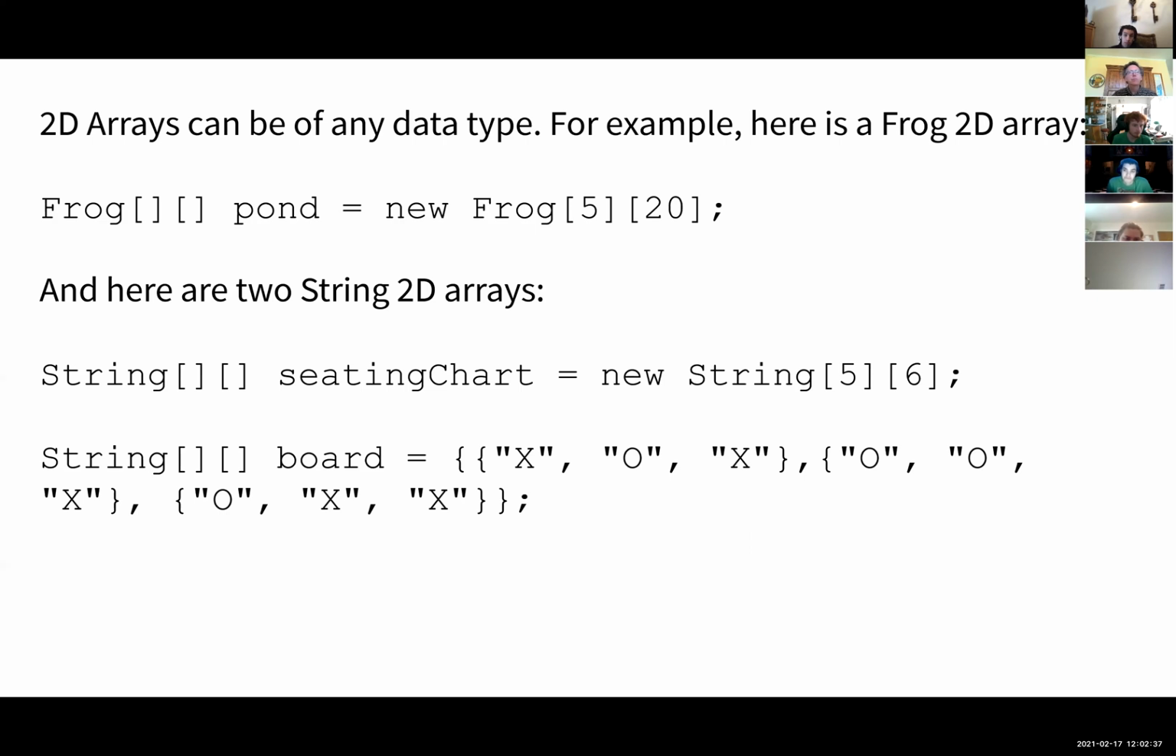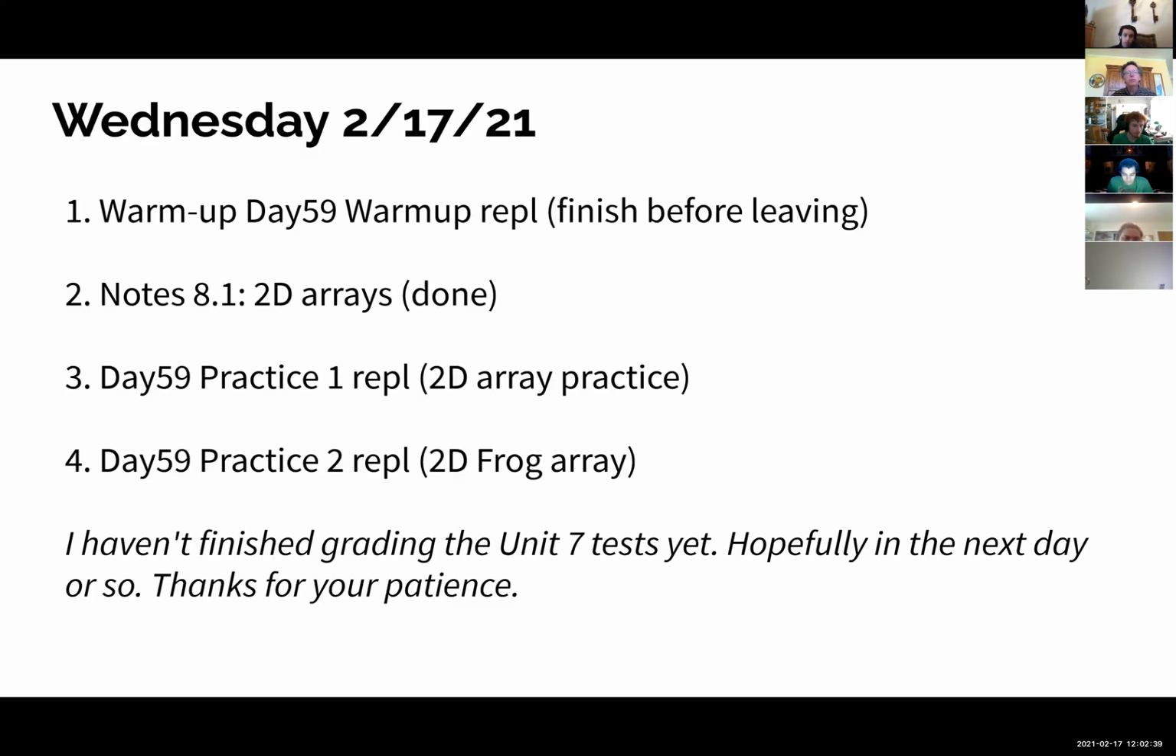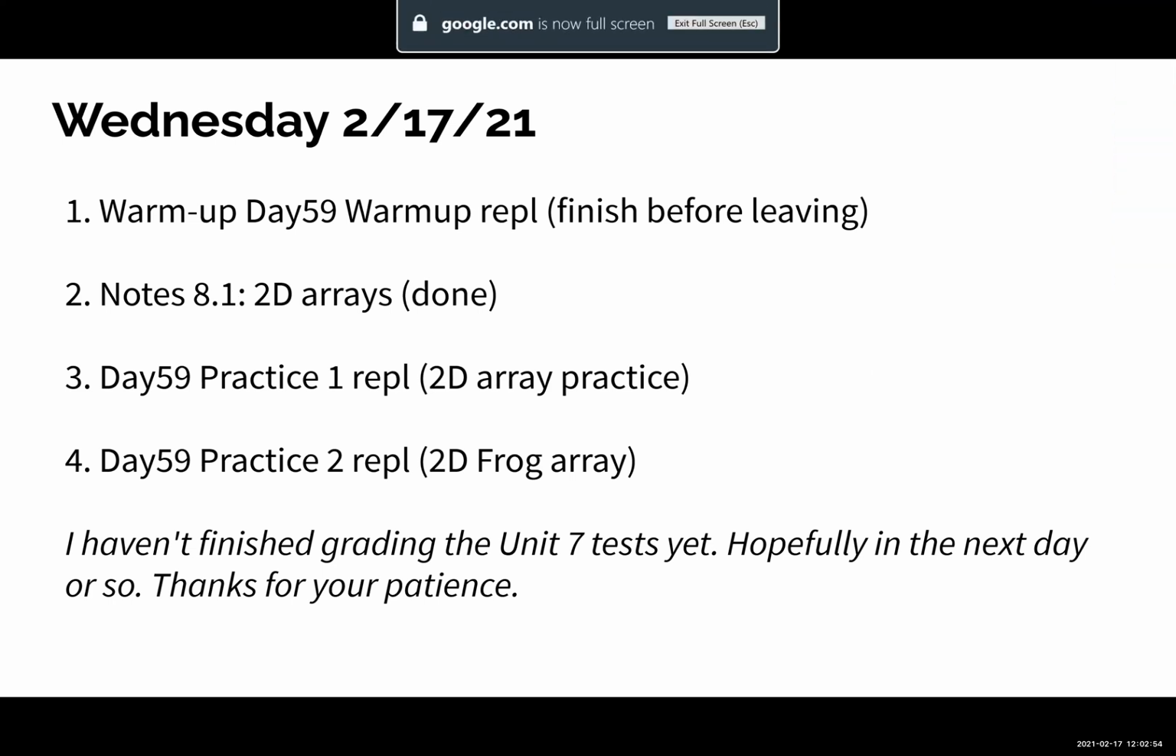It'll be fun to practice in just a moment. So what we're doing for the rest of today, 57 minutes to go, is day 59 practice 1, which has you do a bunch of different 2D array stuff. And then practice 2 is a frog 2D array. And let's see, I'm going to stop the recording.